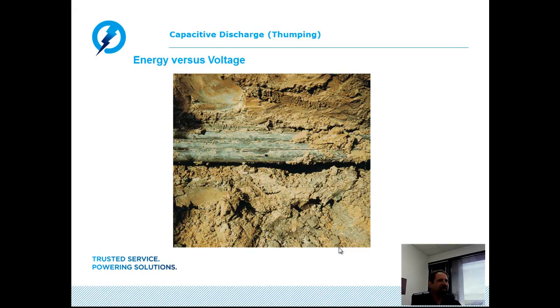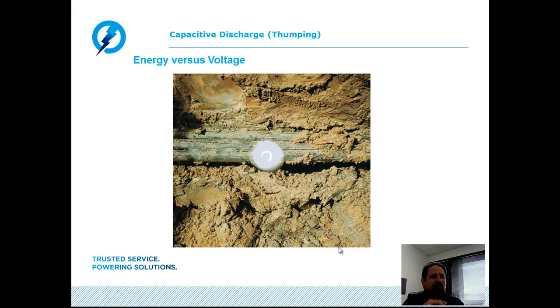Now, let's talk a little bit about energy versus voltage. To increase the acoustic discharge, the actual sound that we hear on the surface of the ground, the thump, thump sound, to increase that acoustic discharge at the fault, energy is required. Now again, based on that formula that I had mentioned before, where energy equals the capacitance of the thumper divided in half, multiplied by the applied voltage squared, energy can be increased by either increasing the applied voltage, or by increasing the capacitance inside the surge generator.